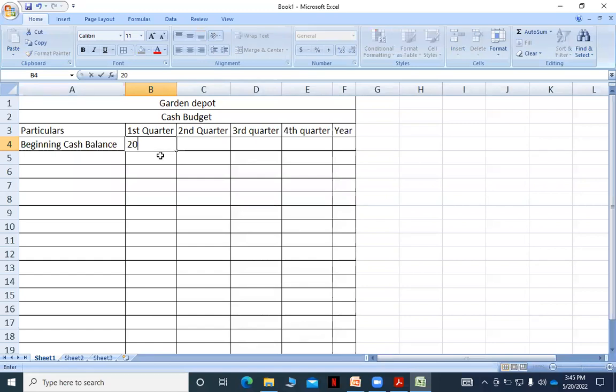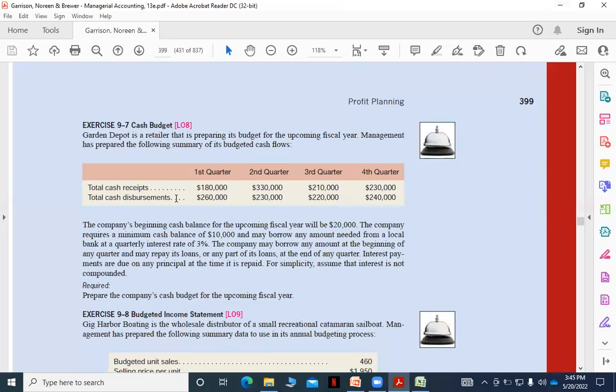Beginning cash balance is given in your question, it is 20,000. So it's from your question. It is given in your question.